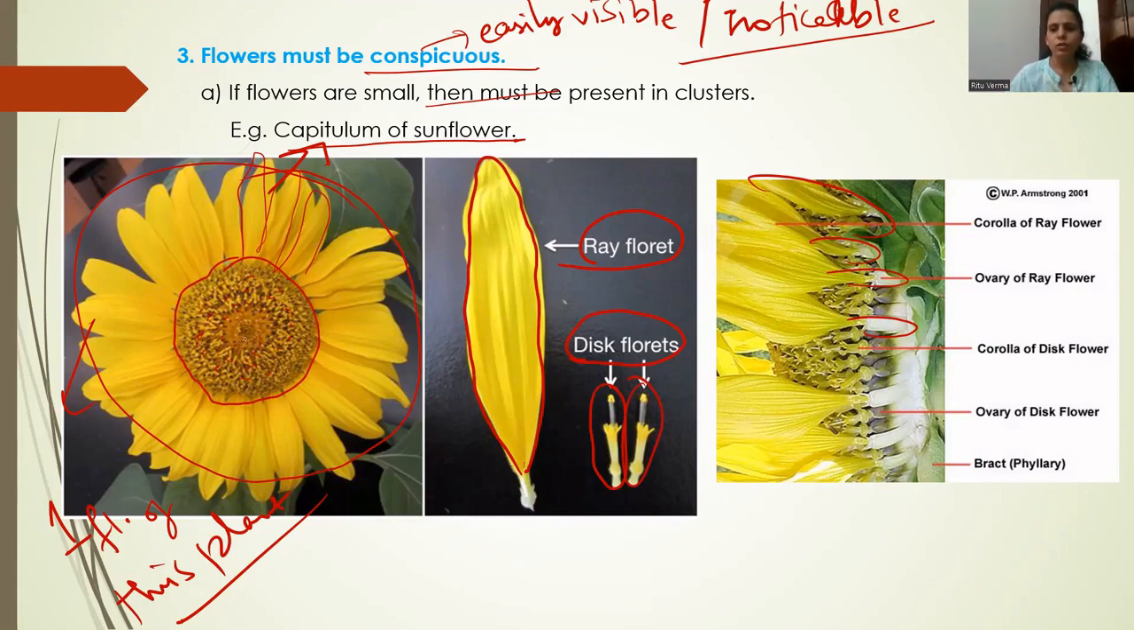Both the ray floret and the disc floret have the stigma on the top, then this is the style, and in the center at the bottom they have the ovary. Stigma, style and ovary. Similarly, this ray floret also has stigma, style and ovary. This is the ovary. So if the flowers are smaller in size, they should be present in clusters, and one example is the capitulum of sunflower. These flowers must be conspicuous.